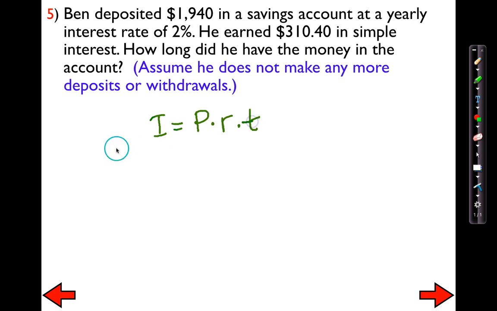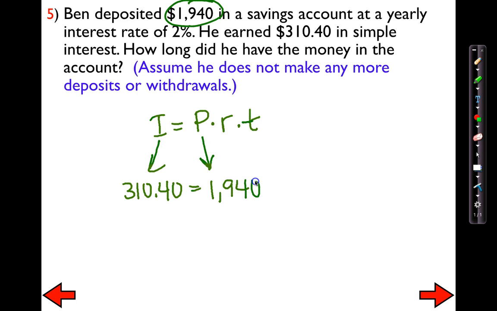I'm going to go by each one to figure out what I know. Do I know how much interest he earned? I do. It was $310.40. Do I know how much was deposited or borrowed? The answer is yes. Ben deposited $1,940. Do I know the rate that he was given? I do. It was 2%, so I'm going to put 0.02.